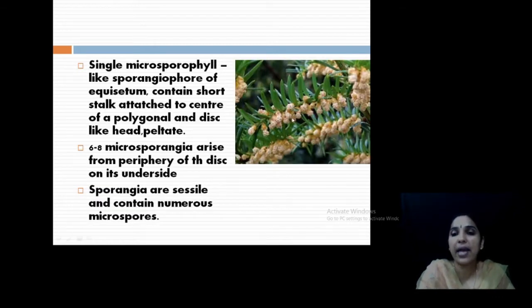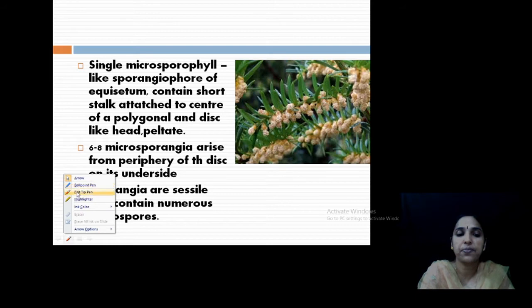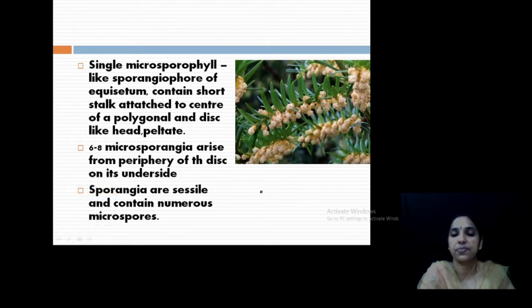See, this is the image of the microsporophylls or the male strobilus. Each male strobilus has a polygonal, disc-like shape. There is a disc-like head, and that is a peltate structure. I will show you the diagram. Each microsporophyll looks like this with a short stalk, and the head is peltate. And 6 to 8 microsporangia arise from the disc on its underside.